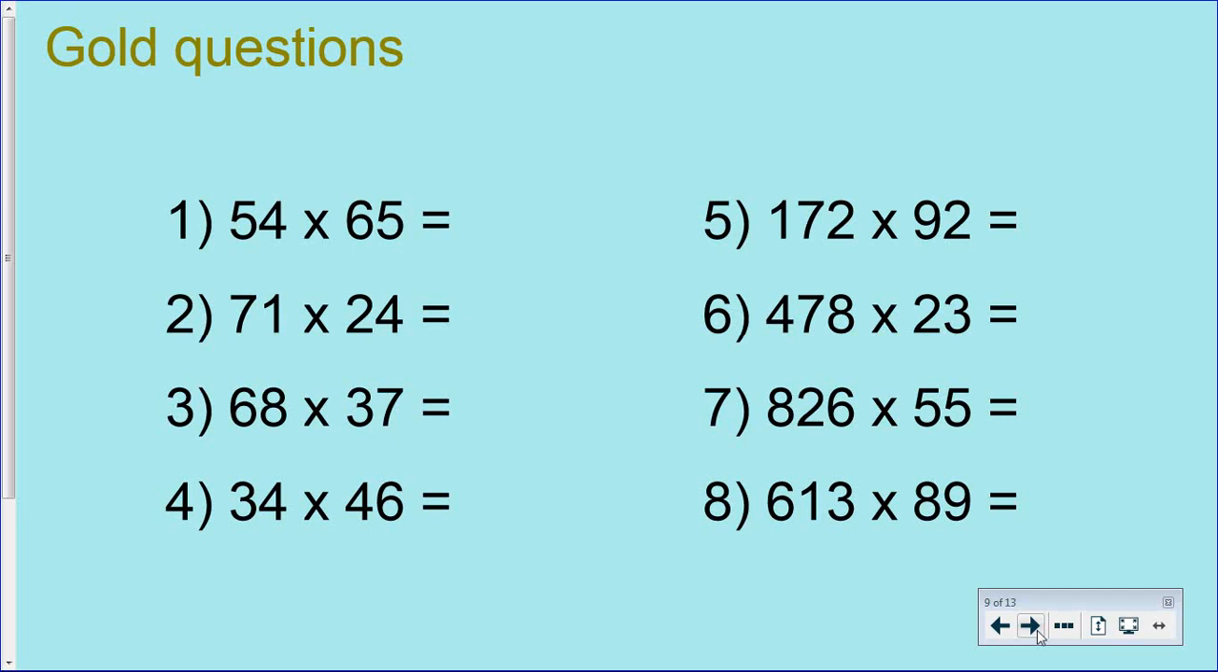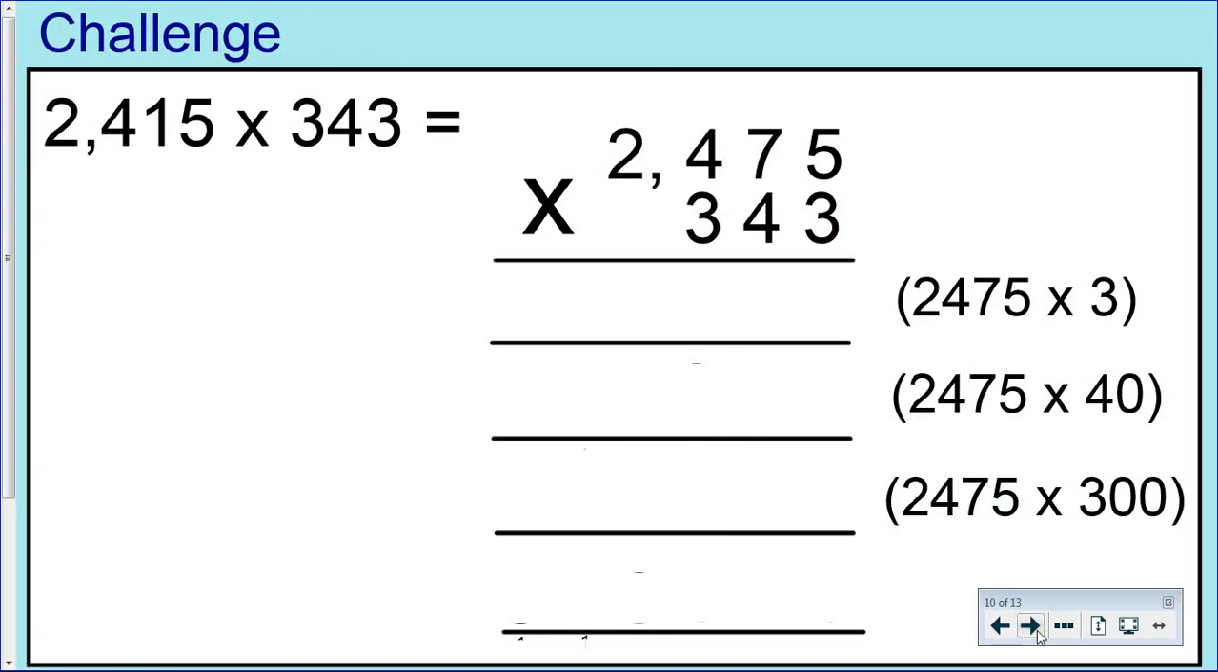Okay, challenge. Pause the screen and have a go at gold first, and then once you've done, say, 4 of those calculations, if you're really confident, then move on to challenge. So challenge today is 4-digit times a 3-digit. So we've got lots of rows in this calculation, because we're going to do 2,475 times 3. Then we're going to do 2,475 times 40. Then we're going to do 2,475 times 300.